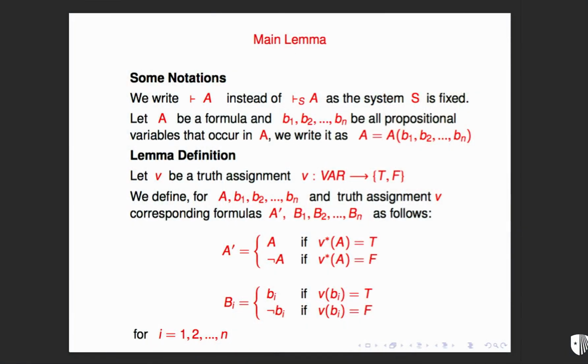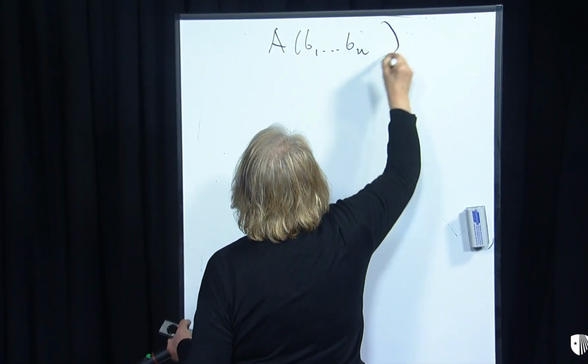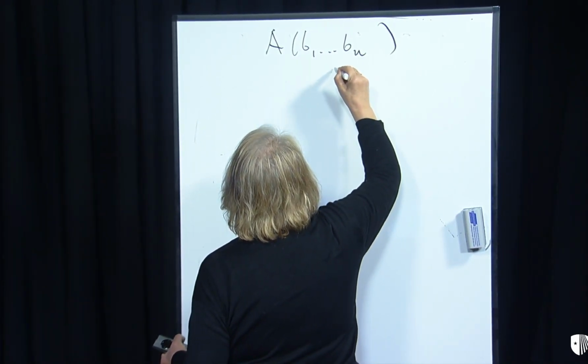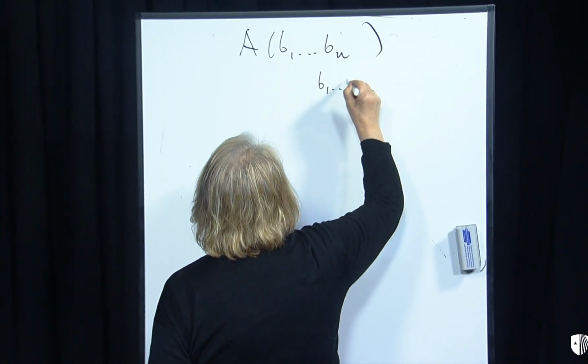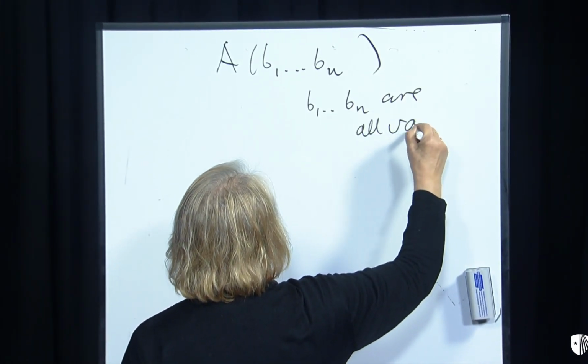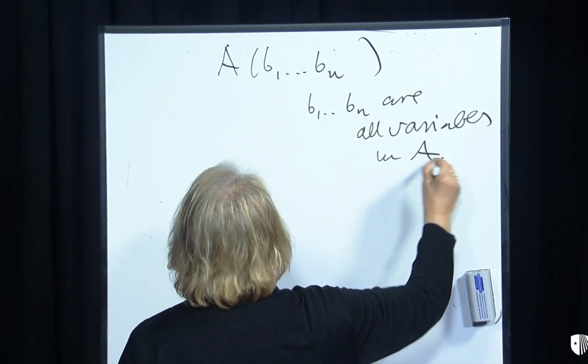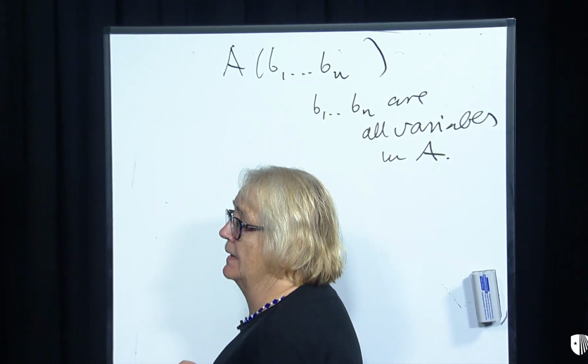So, notation. We have a certain definition. First, we write A(B1, ..., Bn), where B1, ..., Bn are all the variables which appear in the formula A.